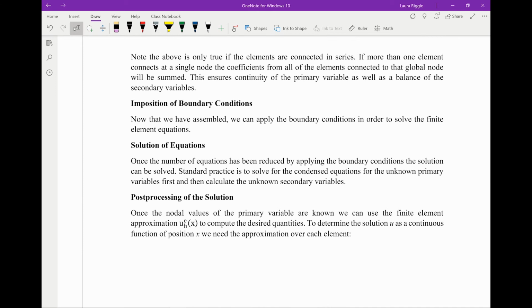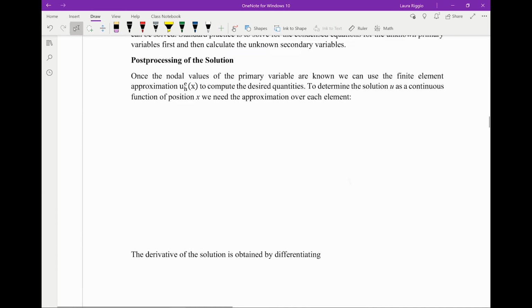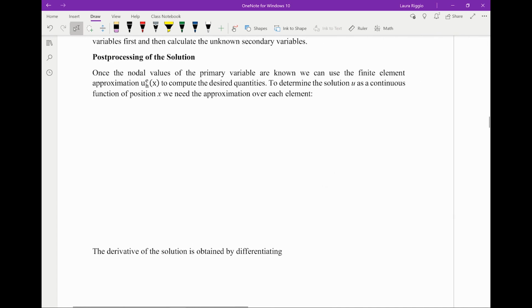Once we apply our boundary conditions, we can come up with our solution equations. Again, it's standard practice to solve the condensed equations for the unknown primary variables first, and then go back and calculate your secondary variables. The last thing that computer software does is called post-processing of the solution, where we now know the value at distinct points. We have to go back and use our interpolation functions to interpolate between these points.